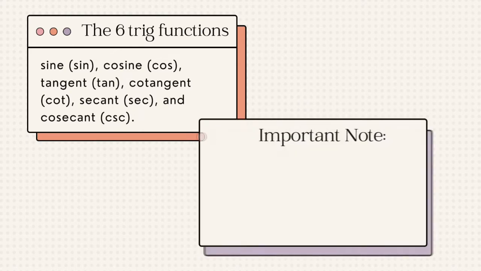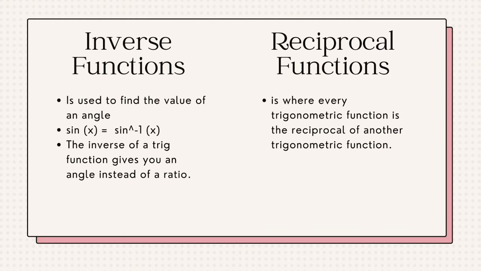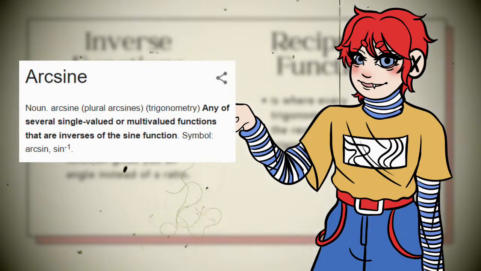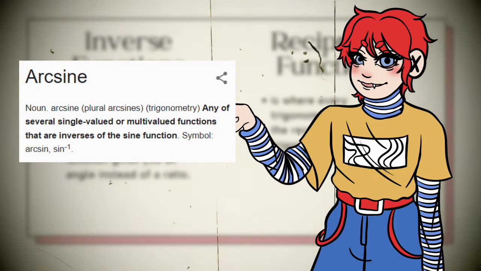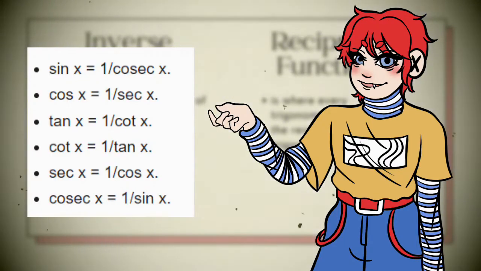Now, it is important to note that the reciprocal identities are not the same as inverse functions. Inverse trigonometric functions are functions that are the opposite of the 6 main trig functions, for example, arcsine. The arcsine is the inverse of sine, in which instead of it being sine of theta, it is sine raised to -1 theta. Reciprocal identities, however, is where every trigonometric function is the reciprocal of another trigonometric function.